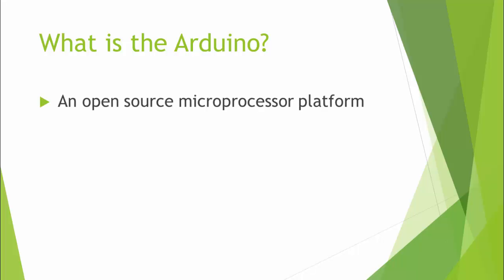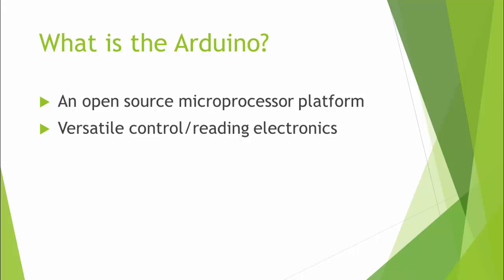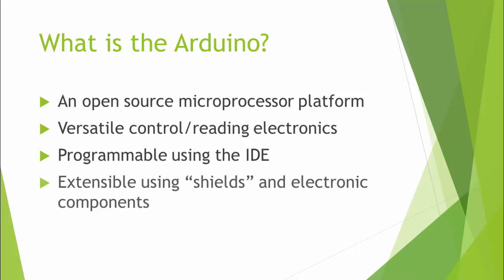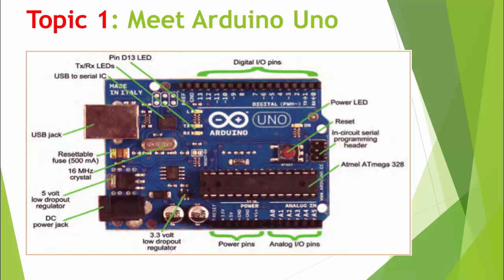So what's an Arduino? It's an open source microprocessor platform. Open source meaning that it is open to anybody to make modifications to it. It has great versatility in terms of controlling and reading electronic inputs and outputs. It can be programmed using an integrated development environment that is again open source. It can be extended using hardware shields and other electronic components. And it can be connected up via simple pins or other devices that we'll see as the days unfold.